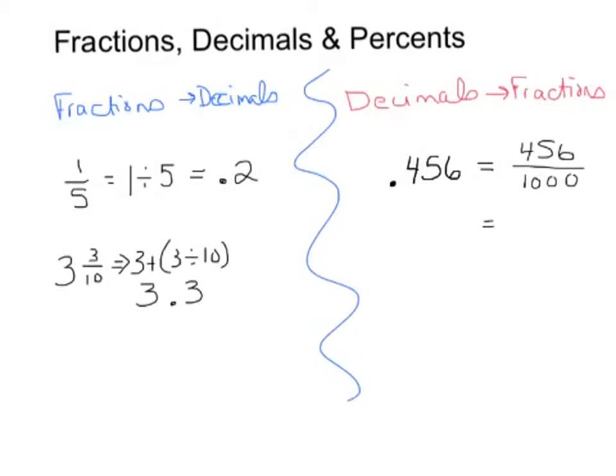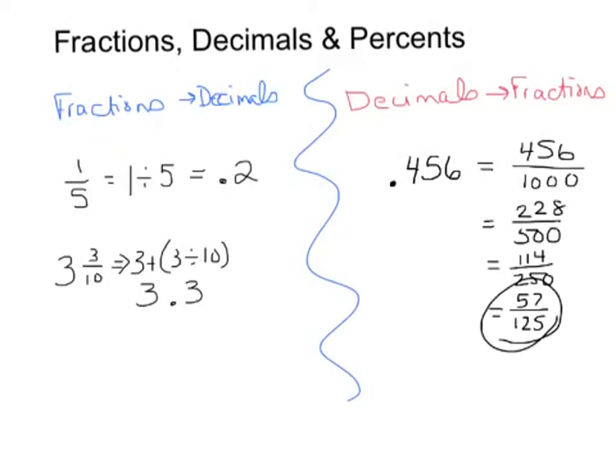And then of course I would have to reduce that. So looking at this, 456 is divisible by 2. So it would be 228 out of 500. That is also divisible by 2. So it would be 114 out of 250. Divisible by 2 again would be 57 out of 125. And that might be about it, because 57 is divisible by 3, but 125 is not. So this would be my final solution.